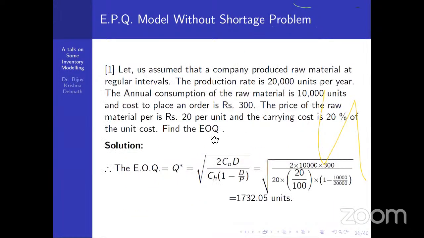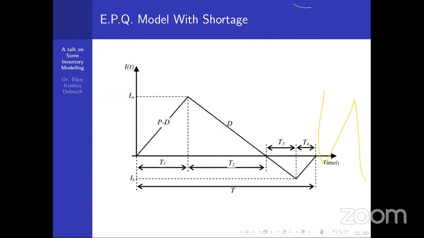So here is an example. I have given this PDF to the organizer, so you may go through it. This is a simple example, so I will not go through it again. So here is another model: the EPQ model with shortage. EPQ model with shortage. That means you can see here.